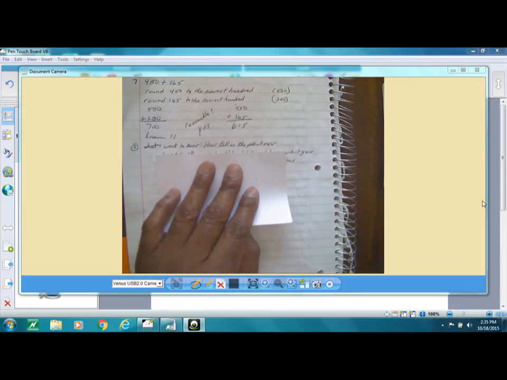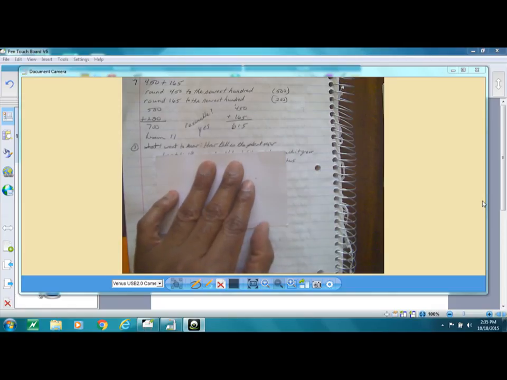So, number one on page 60, Monica's plant was 38 inches tall last year. This year, it grew 18 inches. How tall is Monica's plant? So again, we're on page 60, and I'm reading question number one. Monica's plant was 38 inches tall last year. This year, it grew 18 inches. How tall is Monica's plant?